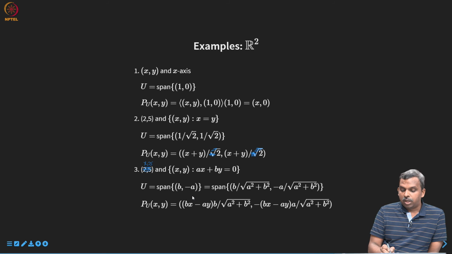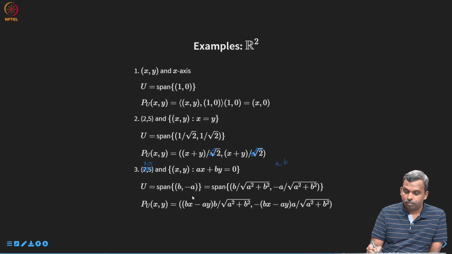So now I'm looking at the line ax plus by equal to 0. I'm writing ax plus by equal to 0 as the span of (b comma minus a). Okay, is that correct? b comma minus a belongs to this line, right? If you put ab plus b times minus a, you get 0. So b comma minus a belongs to this line, and I have to make it orthonormal. So I will write it as the span of b by root (a squared plus b squared), minus a by root (a squared plus b squared).